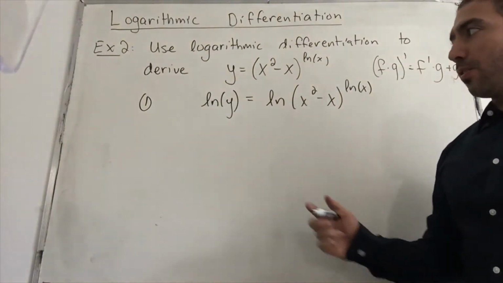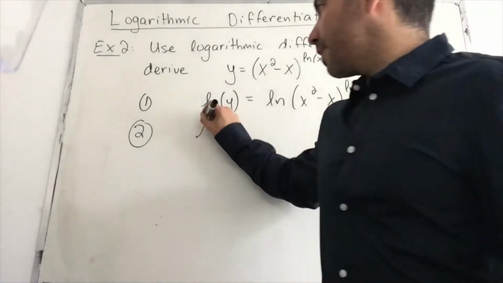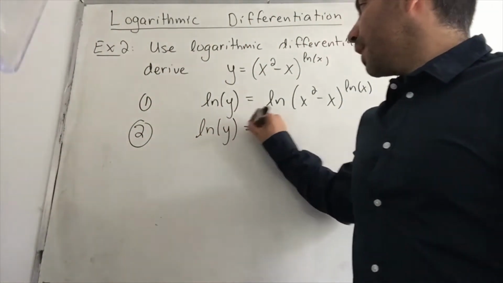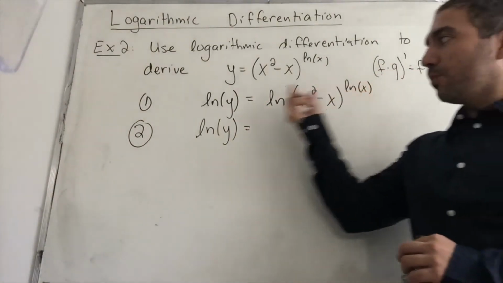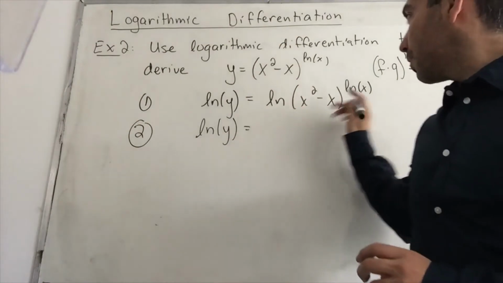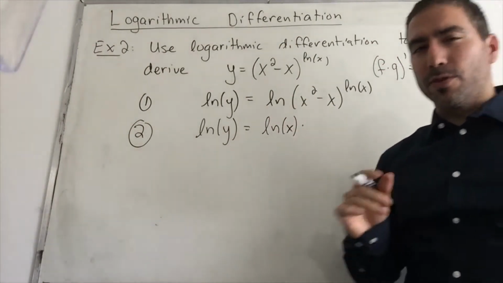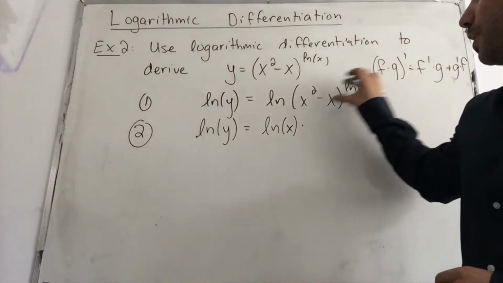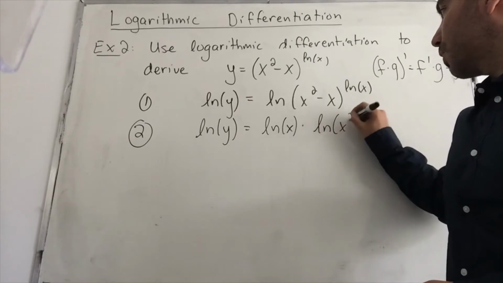Next, we apply our log properties. So the left-hand side stays as ln of y. The right-hand side, we're going to use property 3, where we take whatever's in the exponent and we drop it down in front and it turns into a multiplication. So ln of x. Just be careful with all the ln's. It looks a bit confusing, but just keep track of what you have. We drop what's in the exponent, ln of x, multiply by ln of x squared minus x.